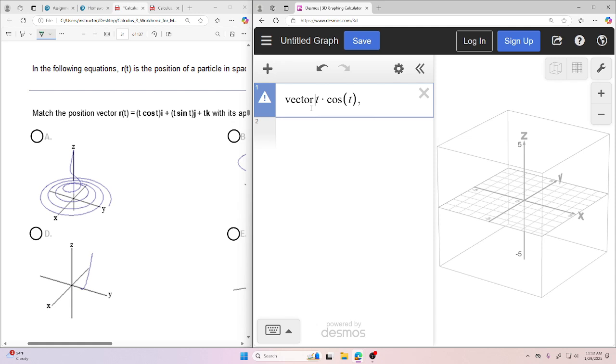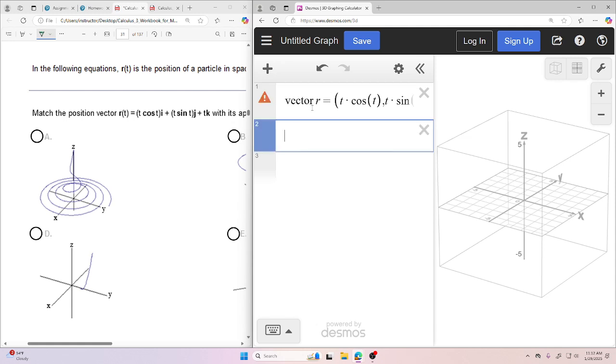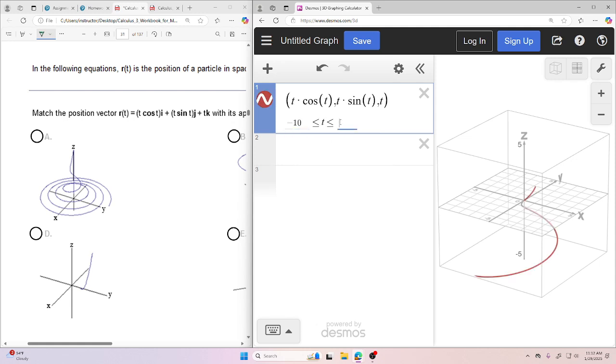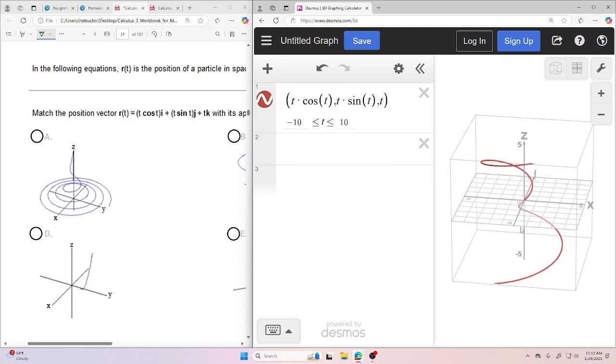Oh, parentheses. Yeah, I think so. And I don't know about the vector part being required or not, but let's just see what's gonna happen. I want like a T slider. Yeah. Here we go. Let's go -10 to 10. It doesn't really matter. But now, yes, look at that. Ooh, very pretty.